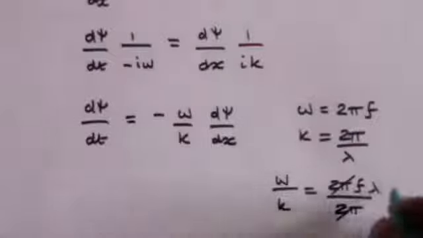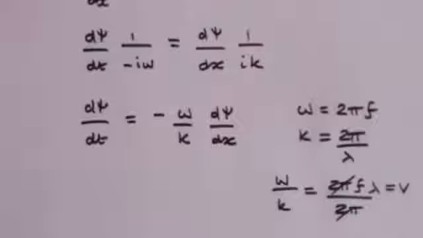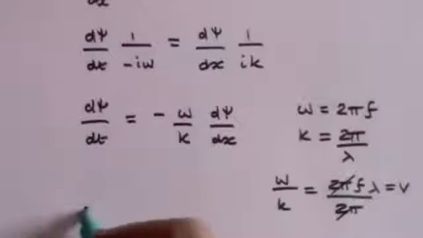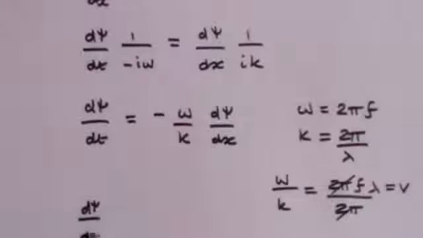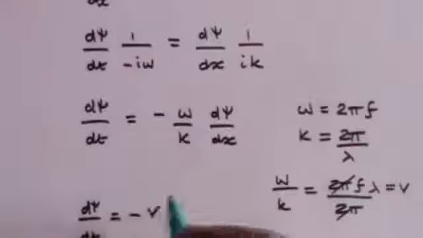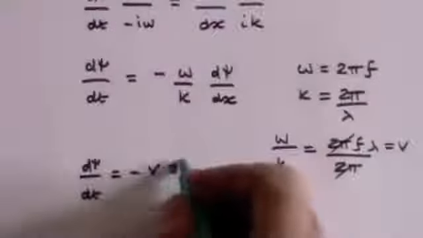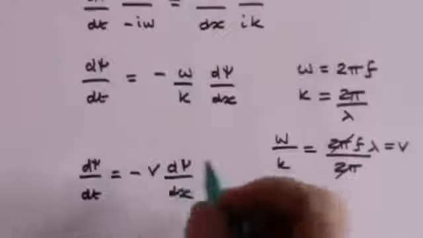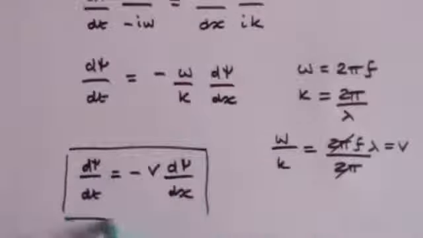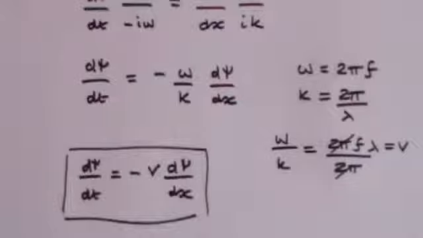And what is that? Well, that is one and the same thing as the velocity. If this were photons, then of course this would be the velocity of light, which would be c. But we're now concentrating on electrons, which do not travel at the speed of light. So now we've got that d psi by dt is equal to minus v, where v is the velocity, times d psi by dx. And that is known as the wave equation.